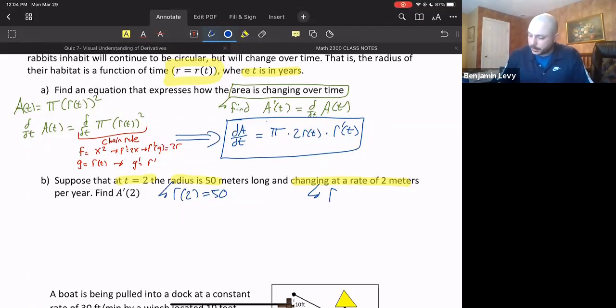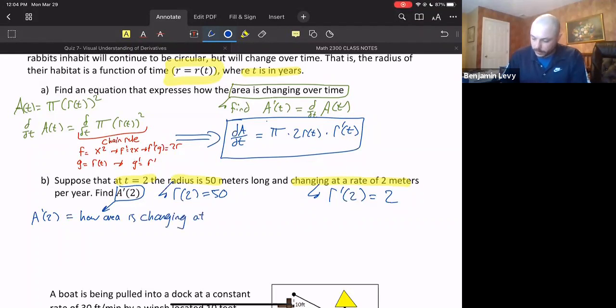I don't know why I keep writing f. That means r prime of 2 equals 2. Right? Find A prime of 2. How is the area changing 2 years after, based on this information? That's really what we're trying to figure out here. A prime of 2 would tell us how the area is changing at t equals 2 years. Is the area getting bigger, i.e. is the population getting bigger, or is maybe the population getting smaller?